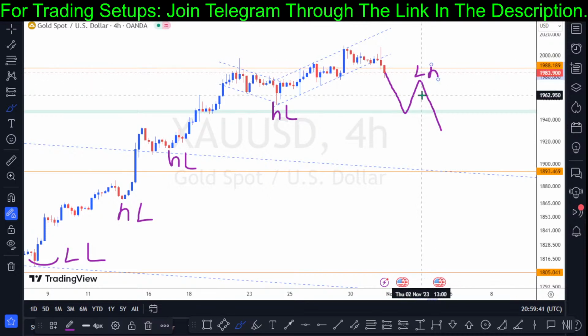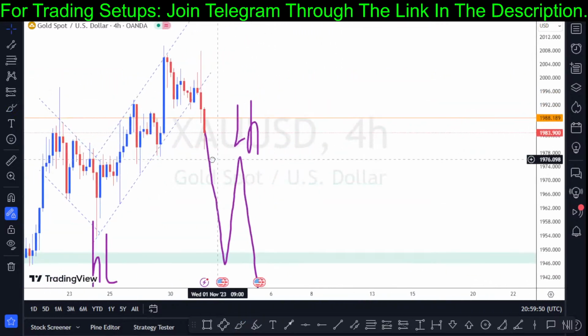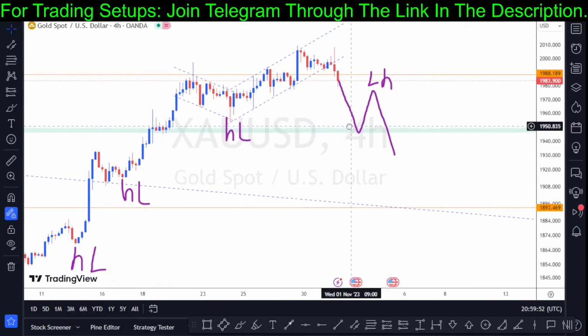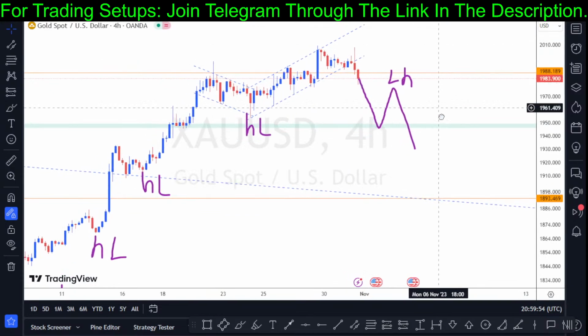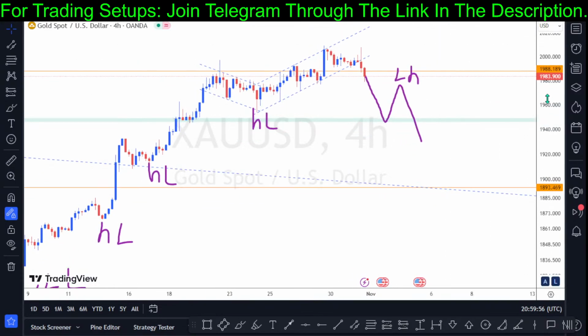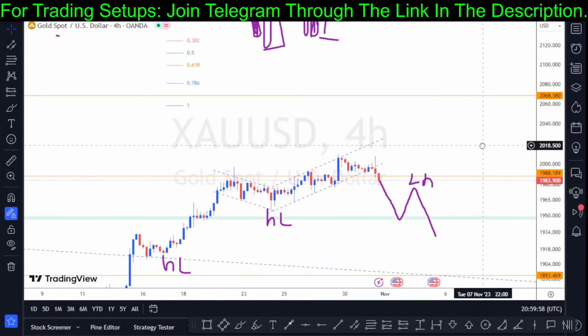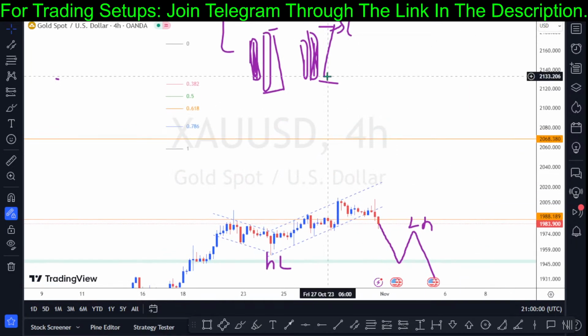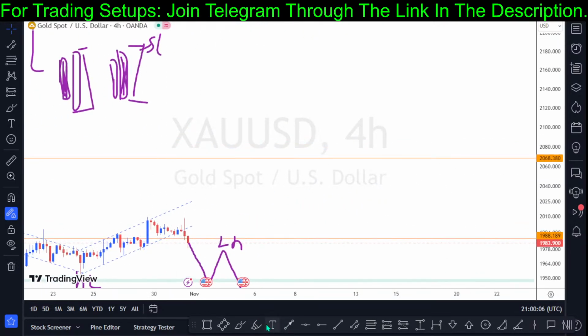So I'll only be looking out for a short entry on gold if I can see a new formation of lower high swings. So what are the characteristics of a bearish swing? If you want to go bearish on gold, or you are looking for a shorting opportunity on gold, what are the characteristics of a bearish swing? For a bearish swing, we need to have something like this.